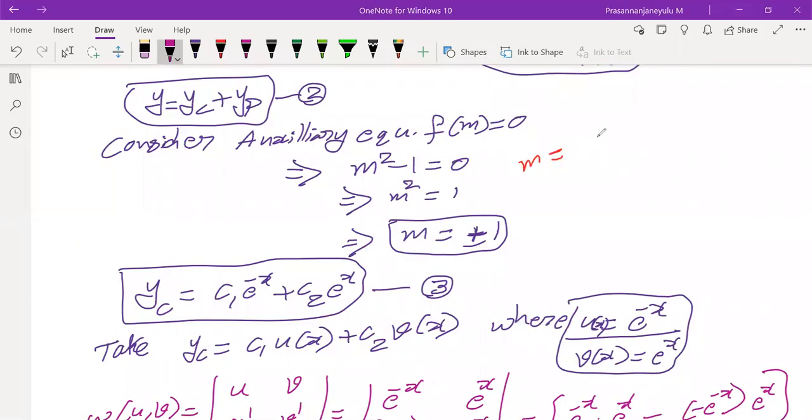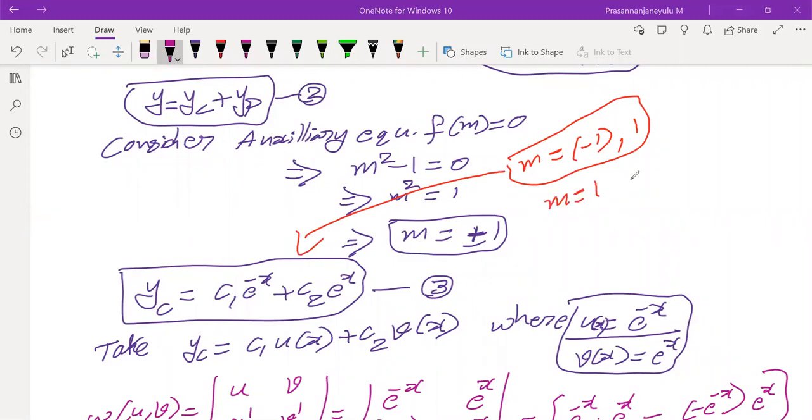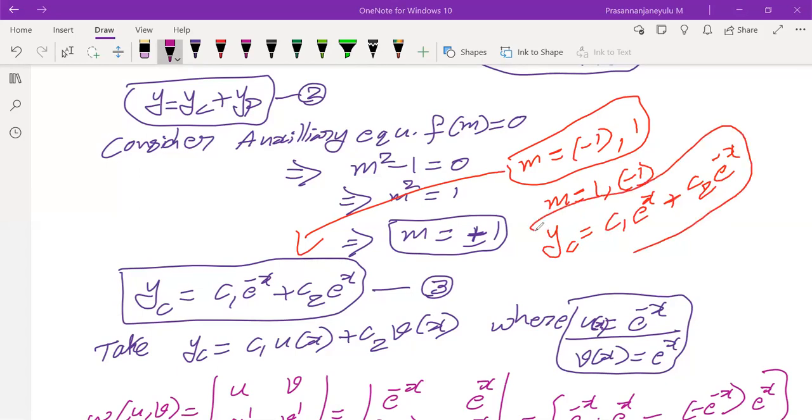So whenever the faculty is taking minus 1 and plus 1, then the complementary solution is correct. Yes, it's good. But for example, a student takes m equals plus 1 and minus 1. Then what is the complementary solution? Yc will become c1 e power x plus c2 e power minus x. If a student takes it like this, then this is u and this will be v.